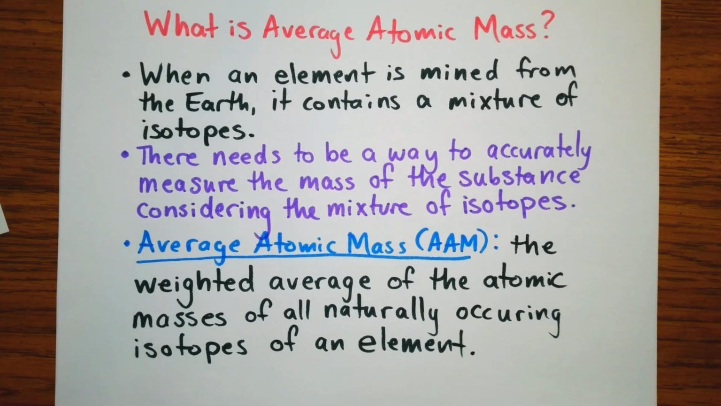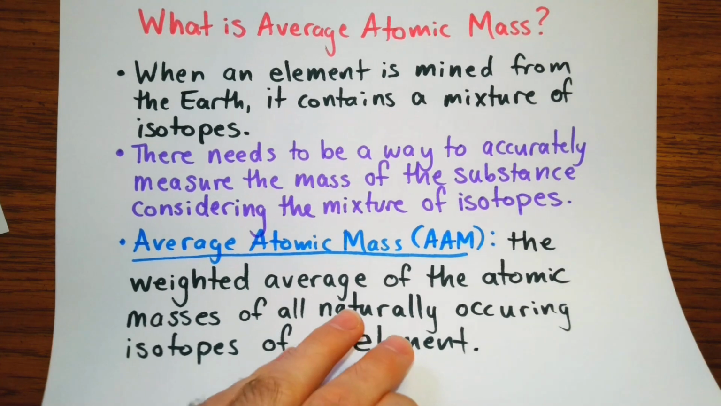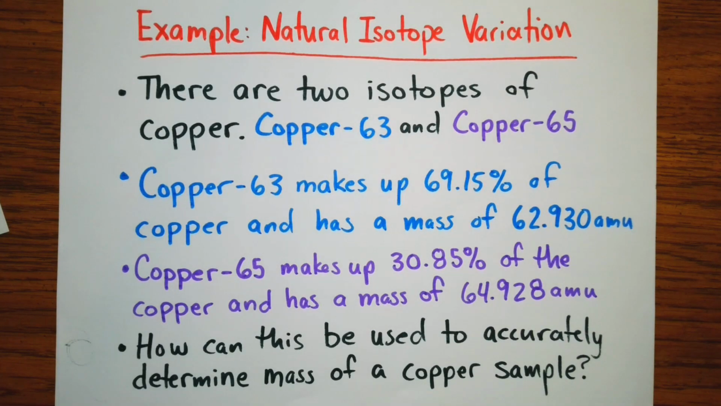And what this is, it is the weighted average of the atomic masses of all naturally occurring isotopes of an element. So don't get lost in the verbiage here. We'll simply show you what that is. But first, here's an example of an isotope variation in nature.